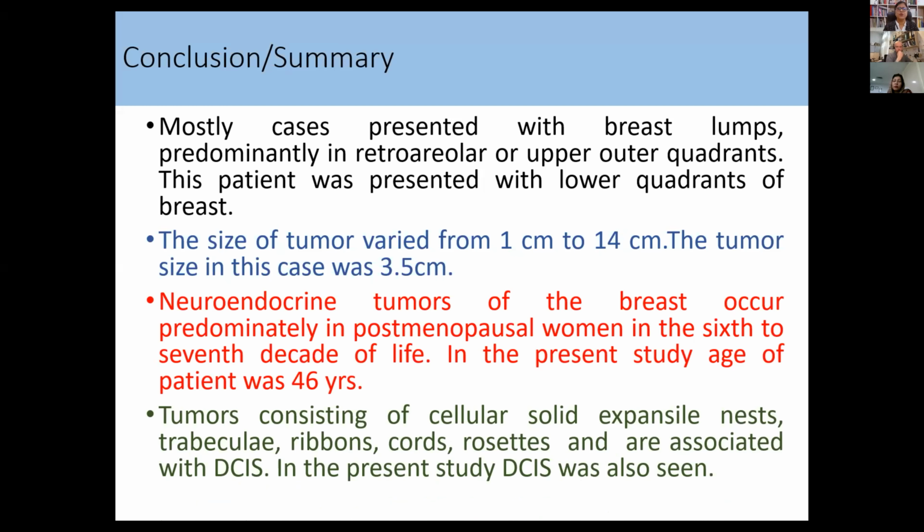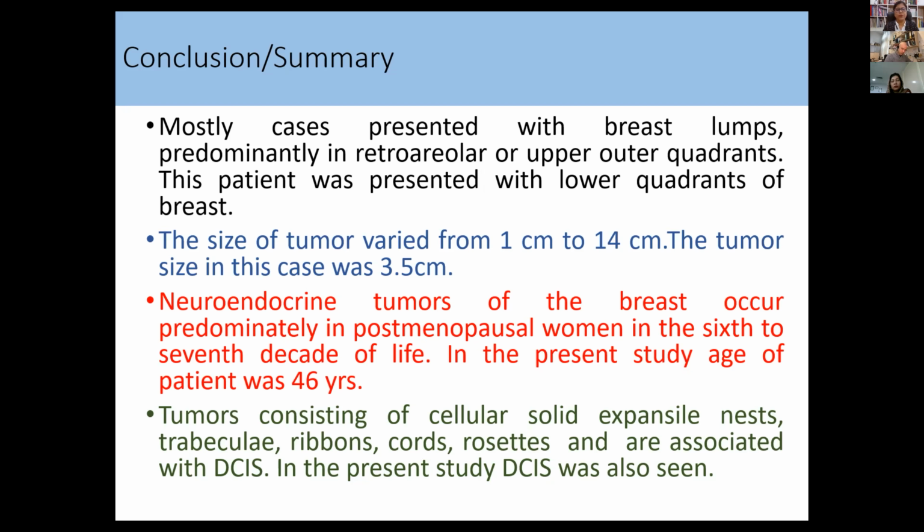Mostly these cases present with breast lumps, predominantly in the retroareolar or upper outer quadrant of the breast. This patient presented with a lump in the lower quadrant of the breast, and tumor size varied from 1 centimeter to 14 centimeters in the literature. In this case, the tumor size was 3.5 centimeters. Generally, neuroendocrine tumor of the breast occurs predominantly in postmenopausal women in the 6th to 7th decade of life. In this case, the age of the patient was 46 years.